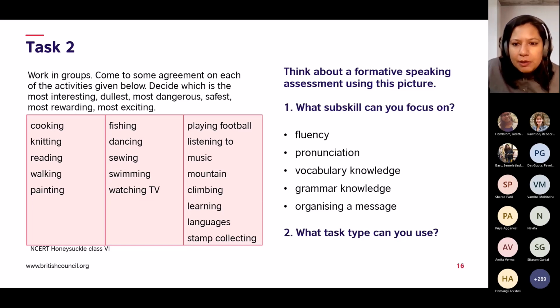Yes, a debate is possible. So I'm just going to tell you what it is. There is a lot happening in this activity. Decide which is the most interesting, dullest, most dangerous, safest, most rewarding, and most exciting. Maybe even if I were using it as an activity, not for testing specifically, I would reduce the scope of what students need to do in that activity to make it more effective.